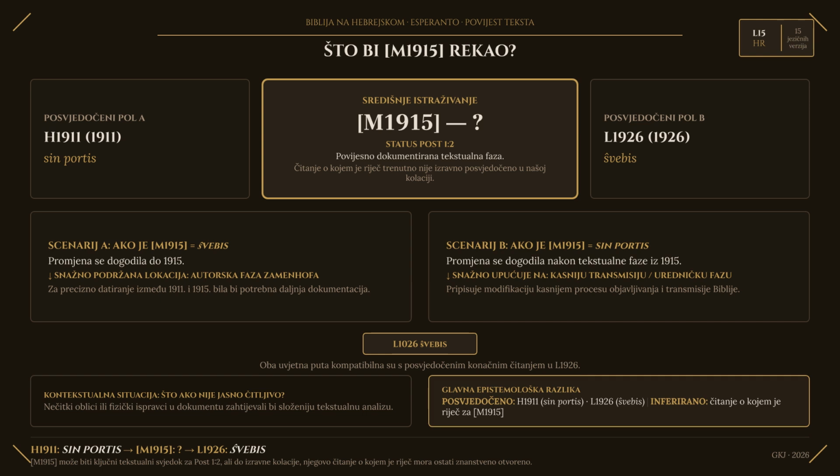The role of the 1915 manuscript, or M1915, remains a subject of research. Its absence from direct collation leaves open the question of whether specific changes reflect Zamenhof's intent or subsequent editorial decisions.